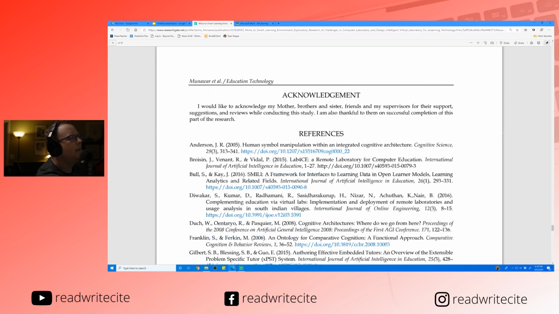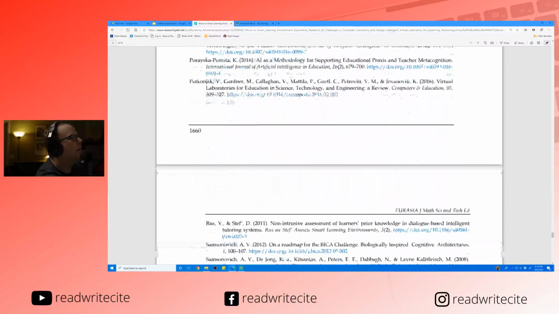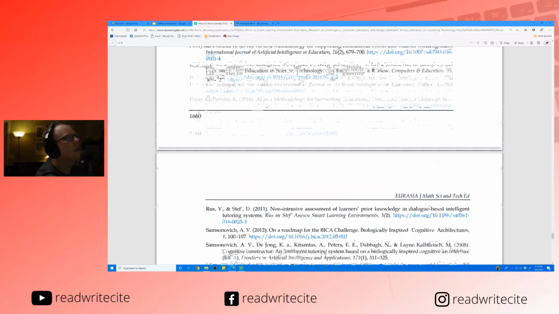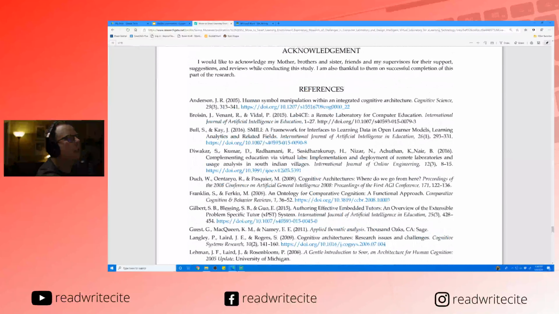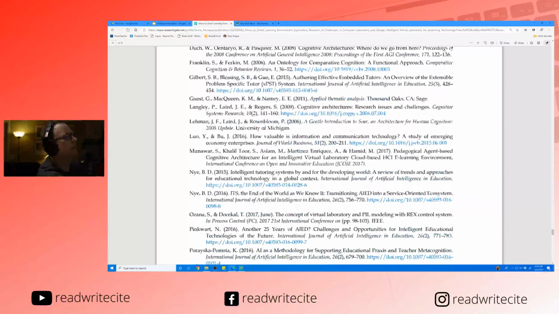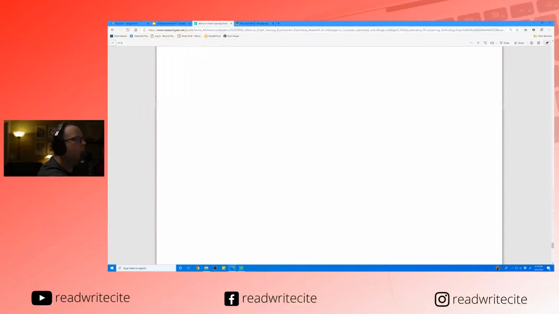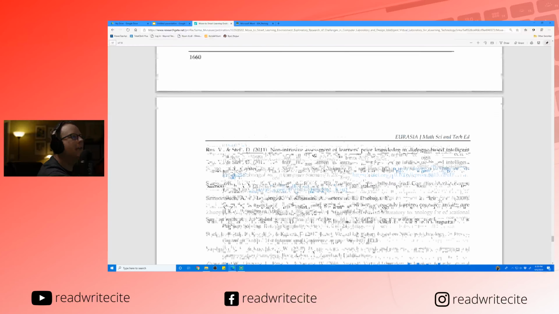They acknowledge, and then they give references. And they got a lot of sources here. This would include the sources that predominantly showed up in their literature review or anywhere else in the paper. And then you can see their appendices.